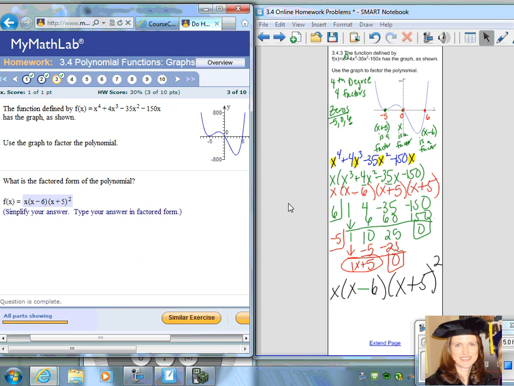Okay, so the way we use the graph is each time the graph crosses through the x-axis or touches the x-axis, that corresponds to a 0. It crosses through at 6, 0, and negative 5. We factored out that common x, and then for the remainder we used synthetic division to break it down into the other factors.